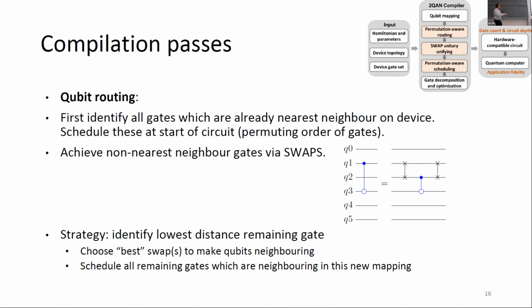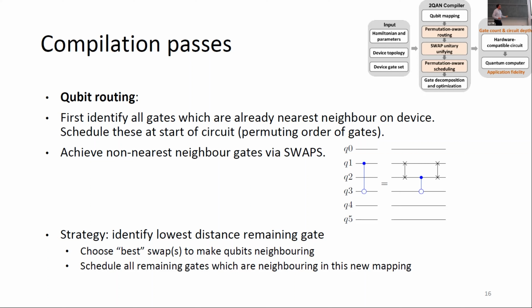You work out what all the nearest neighbor gates are in that mapping, and those are the gates you implement first. And then you start to introduce swap gates to achieve other mappings. We have a particular heuristic which picks the best swaps, essentially capturing the intuition you would probably use if you yourself tried to decide how best to reorder these qubits.